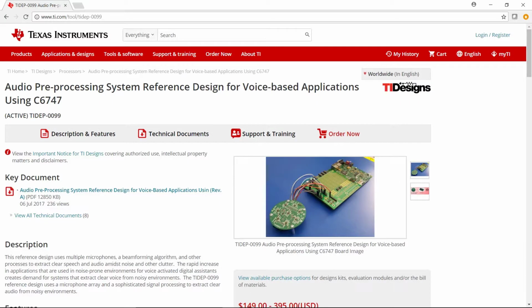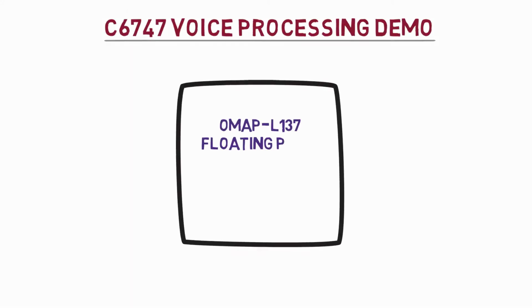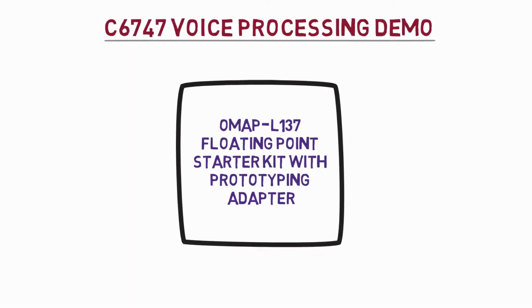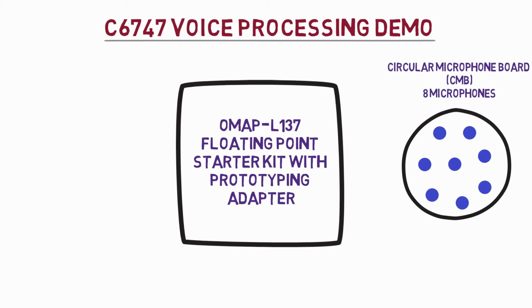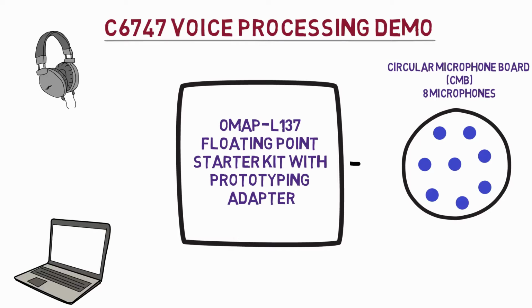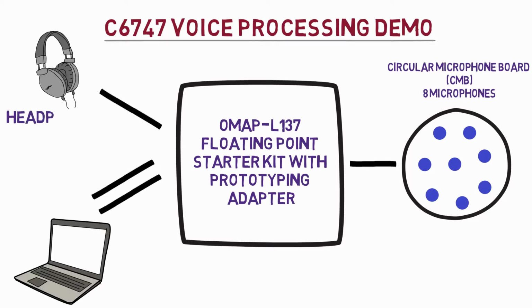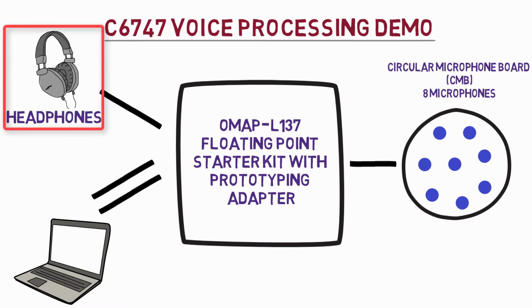Hi, in this video we will discuss a TI design demo for the C6747 voice processing. The demo consists of an OMAP L137 floating point starter kit with a prototyping adapter connected on top of the board. The microphone inputs are taken from a circular microphone board, or CMB, consisting of 8 microphones in a circular geometry. The captured audio is sent to the OMAP L137 for voice processing. The processed audio is then output to headphones.